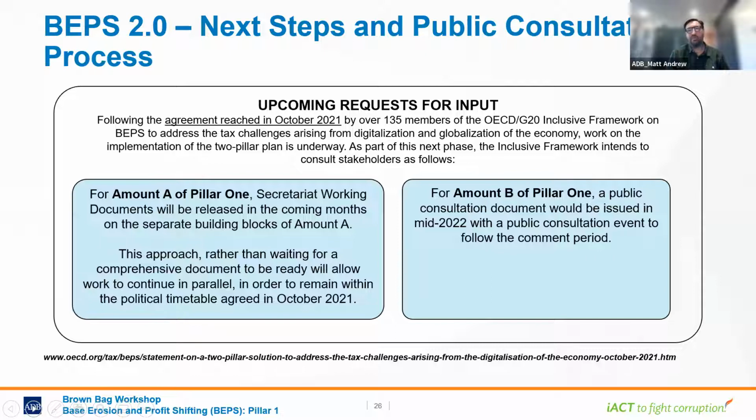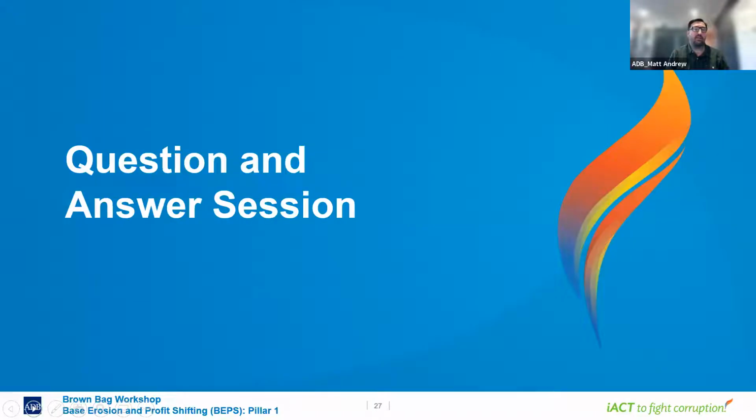and therefore ready for a signature sometime in 2022. That's it from me in terms of a quick run through, Kaylin and Renata, in terms of amount A and amount B and pillar 1. Hopefully that was somewhat helpful in terms of where we are, in terms of each of the components and the broader overview and the next steps.